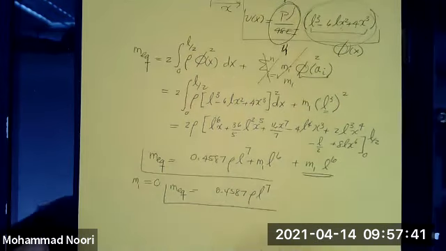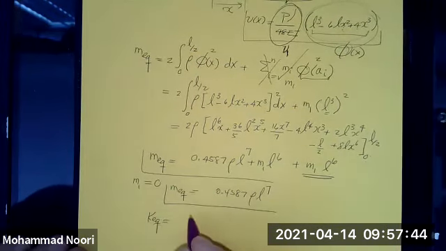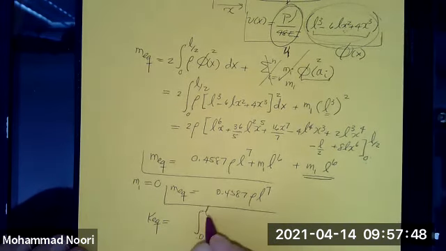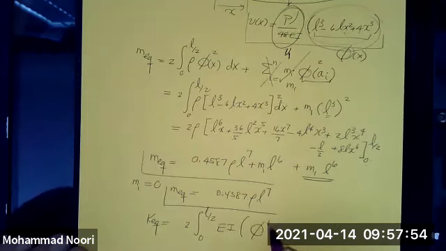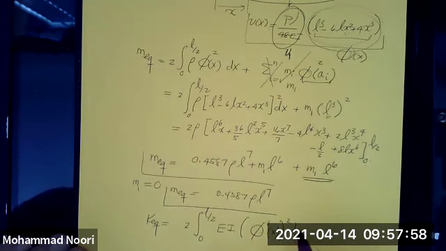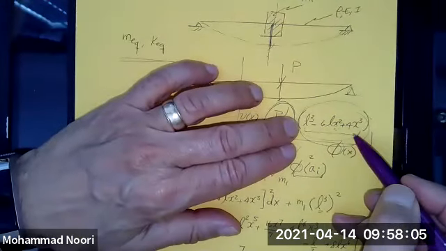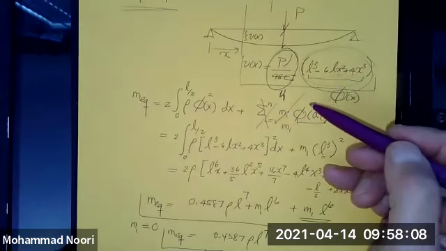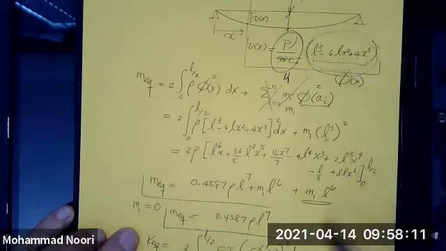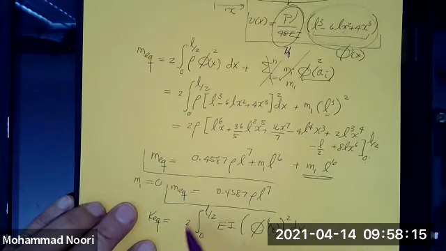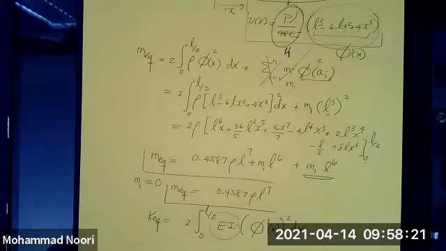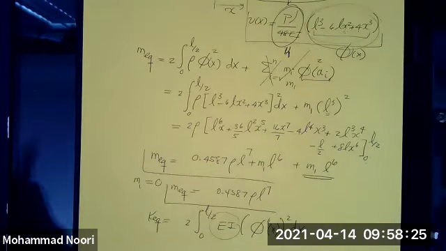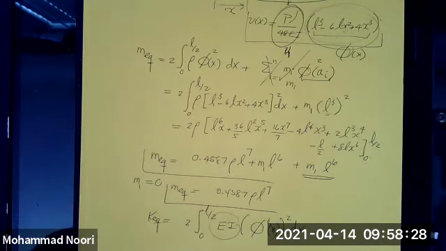How about the equivalent stiffness? You need to just evaluate, again from 0 to L over 2, EI times the second derivative of this with respect to x, square that, dx. So you take the second derivative of this function with respect to x, square that, then perform this integration. E and I are constant, so they come out of this integral, and you see that this is what you will get.